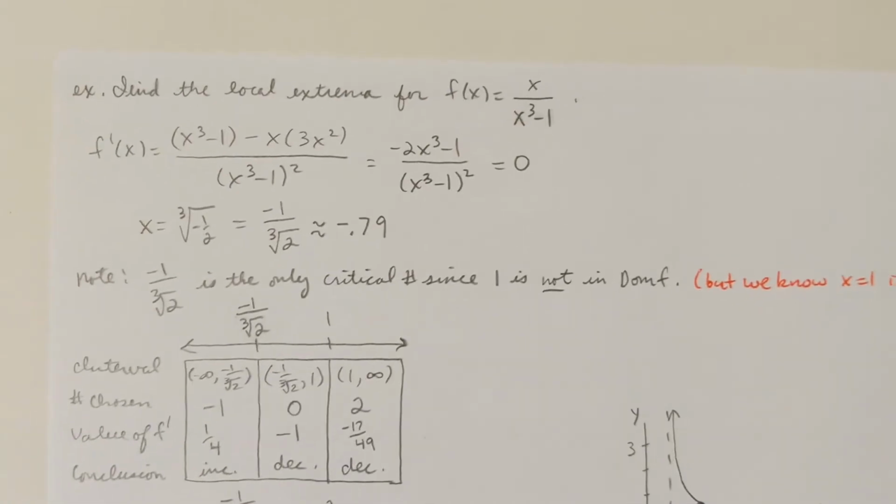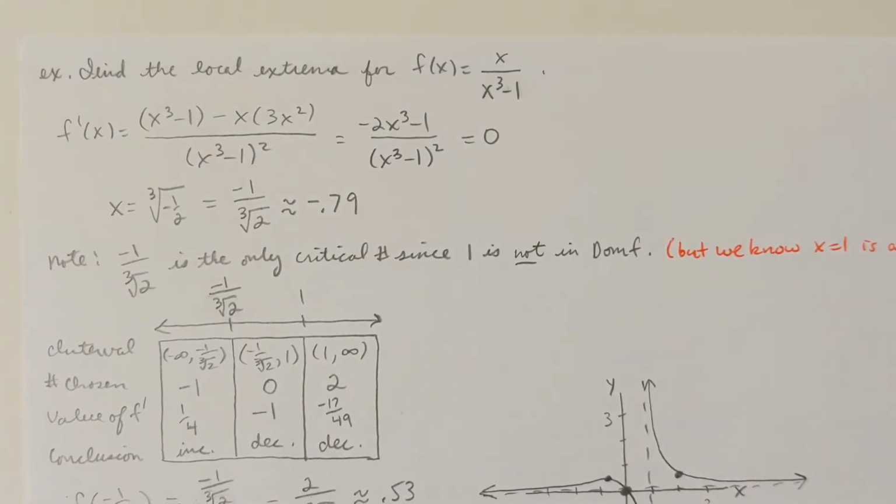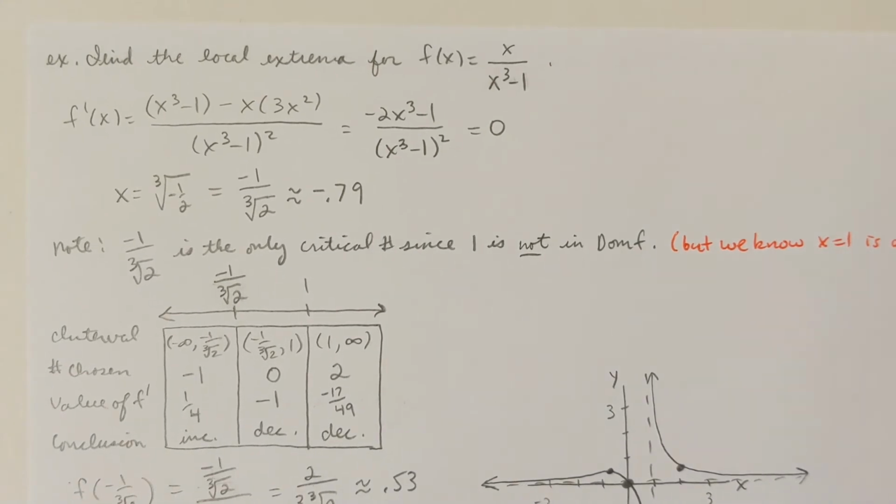Okay, let's take a look at here's another example. Find the local extrema for f of x equals x divided by x cubed minus 1. Well, we're going to use the increasing and decreasing test again. So let's calculate our derivative. There's going to be a quotient rule.